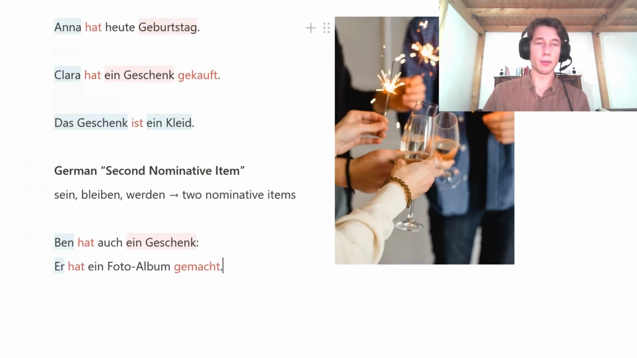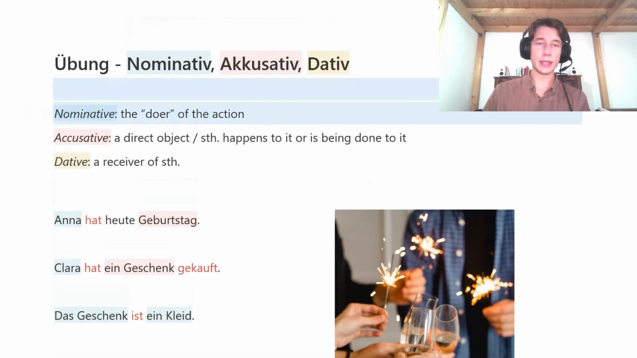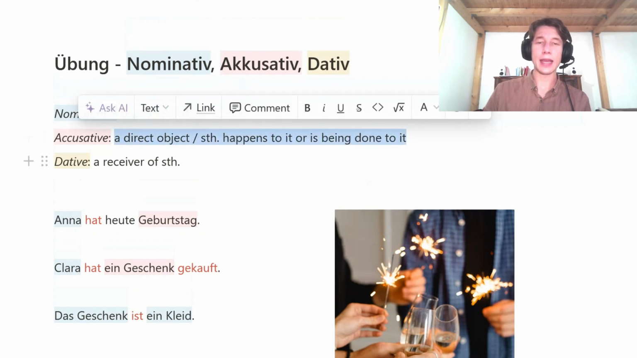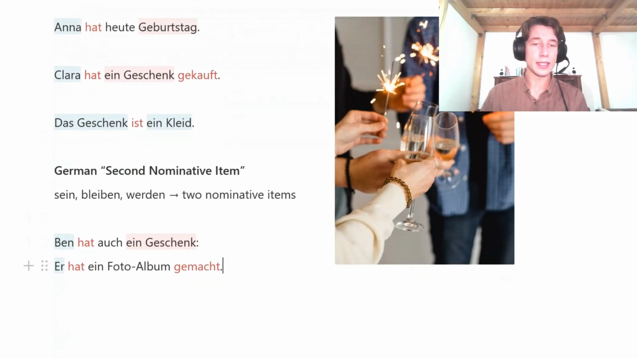What case could the photo album be? Well, it's not the doer of the action. The album itself doesn't do anything. Could it be a direct object? Could something be happening to it? Yes, indeed. It has been made. In other words, at some point it was being made. Something was happening to it. Again, accusative.